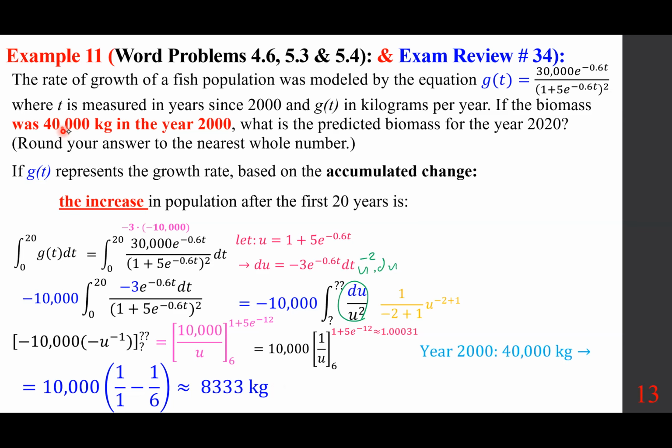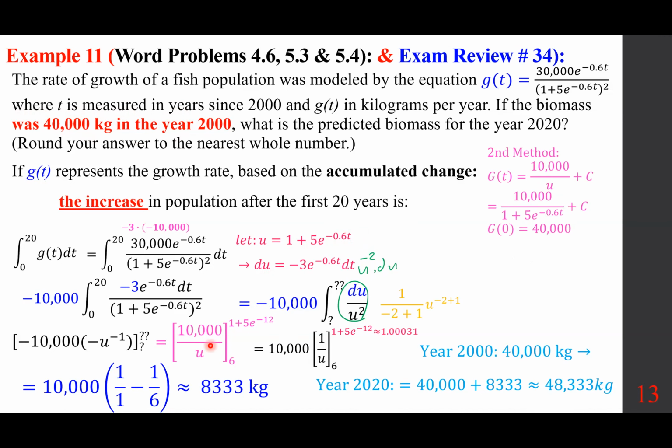And this is the final answer. However, again, the second method: when we integrated this, we came this far, 10,000 over u, so it's 10,000 over u plus a constant, 10,000 over 1 plus 5 e to the power minus 0.6 t plus a constant, and the initial value capital G of 0 is 40,000.